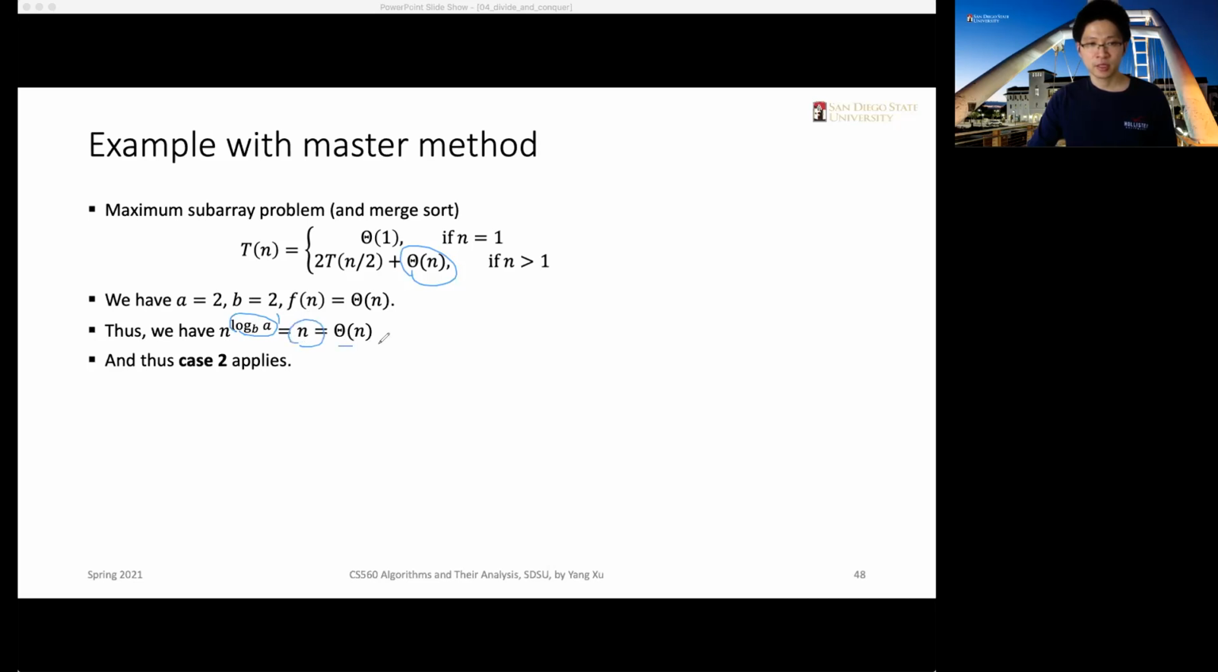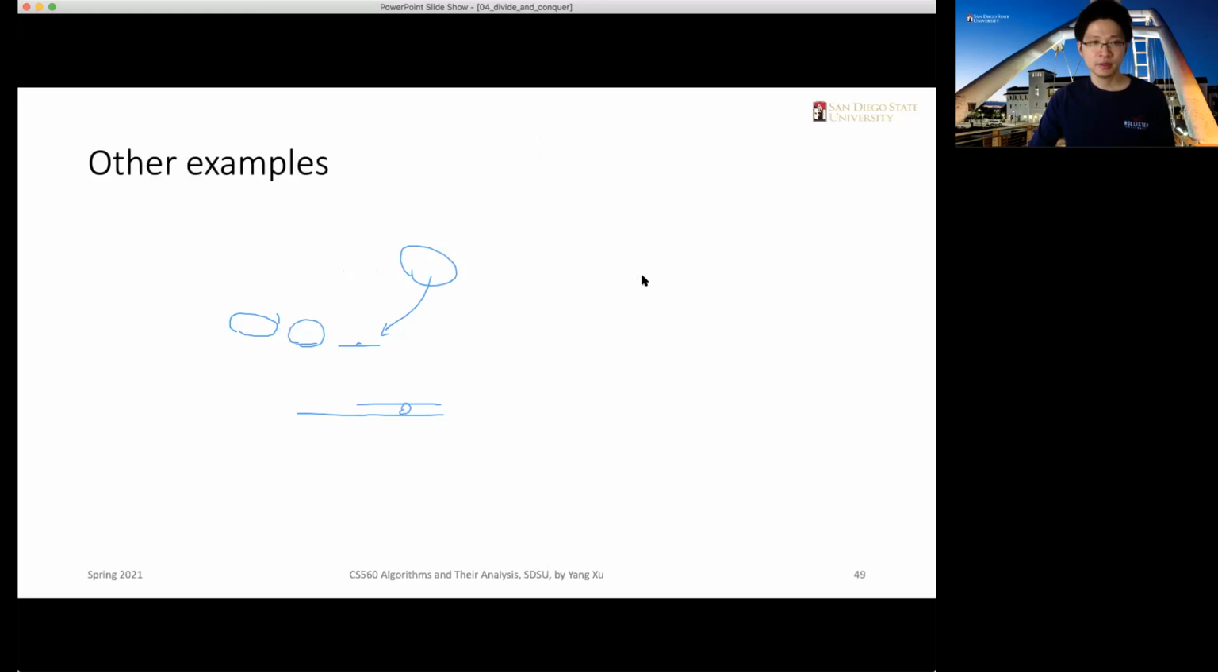It grows at the same speed as the f of n here, okay? Which means the second condition applies, okay? So according to the theorem, we can directly have the solution, which is g of n equals big theta of n times logarithm of n. That's very straightforward. Now let's look at some other examples.